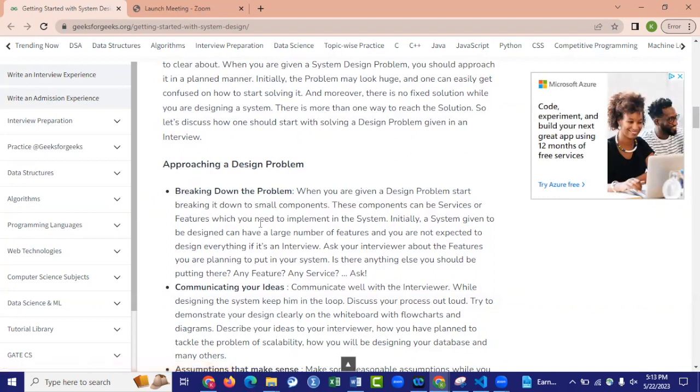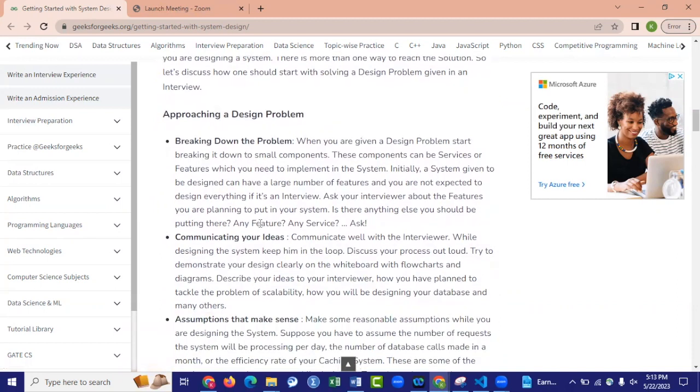And the second point is communicating your ideas. Communicate well with the interviewer while designing the system. Keep them in the loop, discuss your process out loud, and try to demonstrate the design clearly on the whiteboard with flowcharts and diagrams. Describe your ideas to your interviewer, how you have planned to tackle the problem of scalability, how you will be designing your database, and many others.